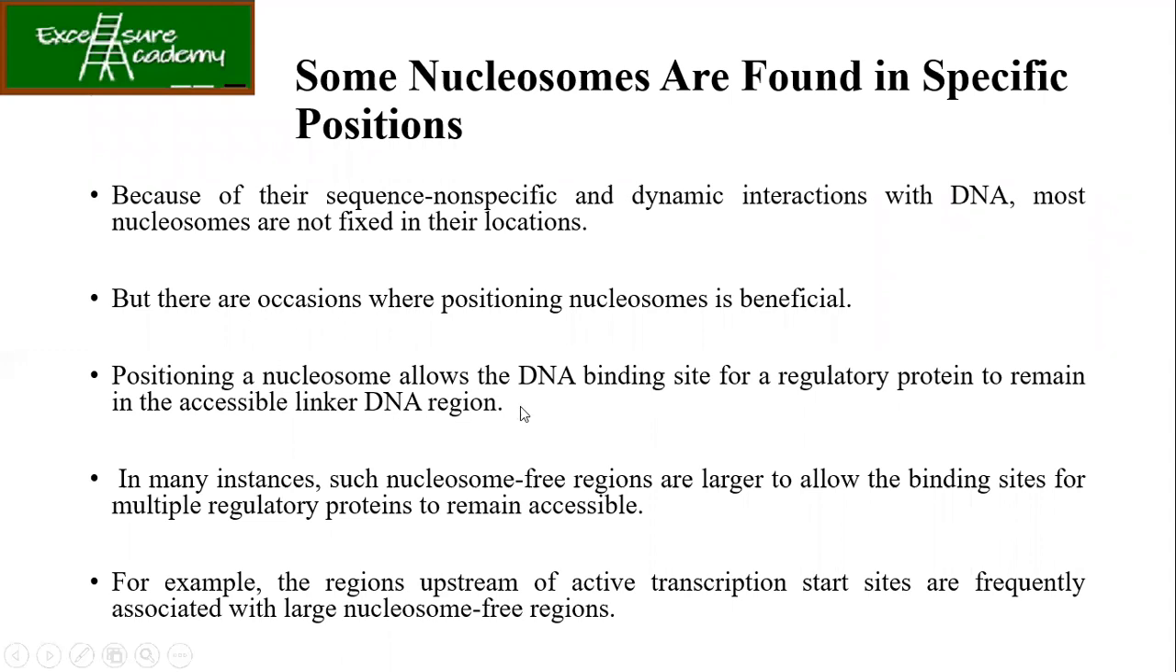Now, positioning a nucleosome allows the DNA binding site for the regulatory protein to remain in the accessible linker DNA region. Now, in many cases, nucleosome-free regions are larger to allow the binding sites for the multiple regulatory proteins to remain accessible. Okay? So, for example, the upstream of the active transcription sites are frequently associated with the large nucleosome-free regions. Because आपको मालूम है कि transcription में भी, anyways, I'm going to take this in the upcoming lectures. So we need so many regulatory sequences in order to start the transcription side. So उसके लिए भी आपको डीएनए एक्सेसिबल चाहिए. इसका मतलब क्या, वहां पे न्यूक्लियोसोम्स नहीं होना चाहिए.